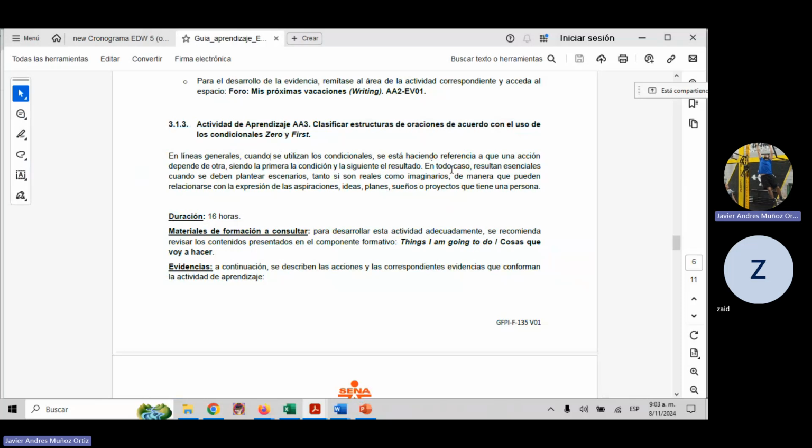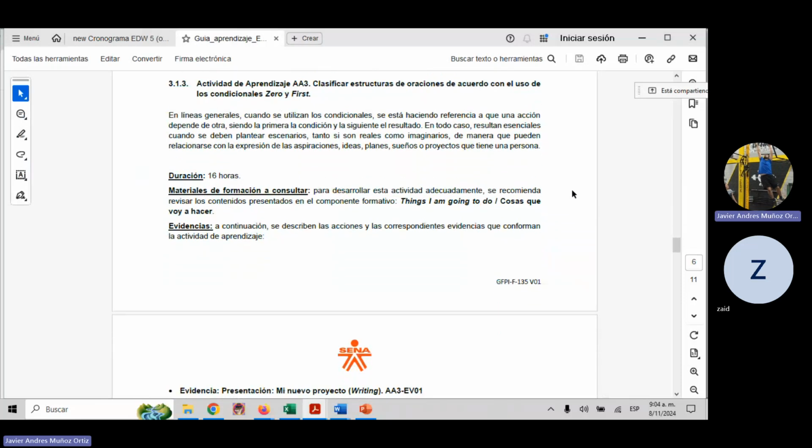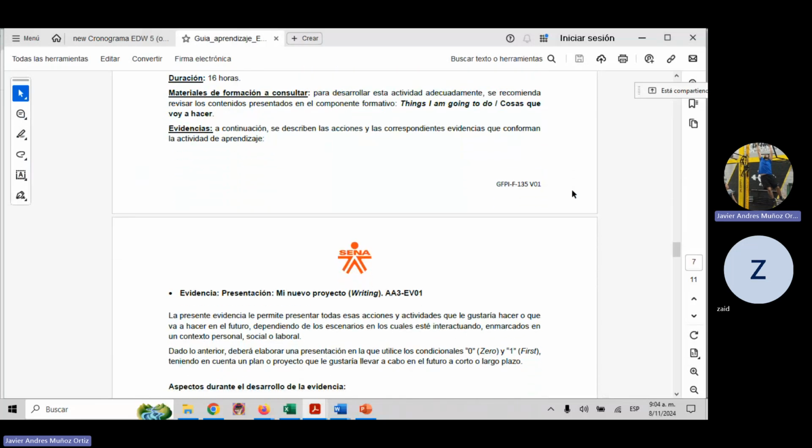So let's see what the learning guide says. Cuando utilizamos condicionales, hacemos referencia a que una acción depende de otra, siendo la primera condición y la segunda resultado. En todo caso, resultan esenciales cuando se deben plantear escenarios, tanto si son reales como imaginarios, de manera que pueden relacionarse con la expresión de aspiraciones, ideas, planes, sueños, proyectos de una persona. So, we have a condition and we have a result. But let's focus on the evidence.